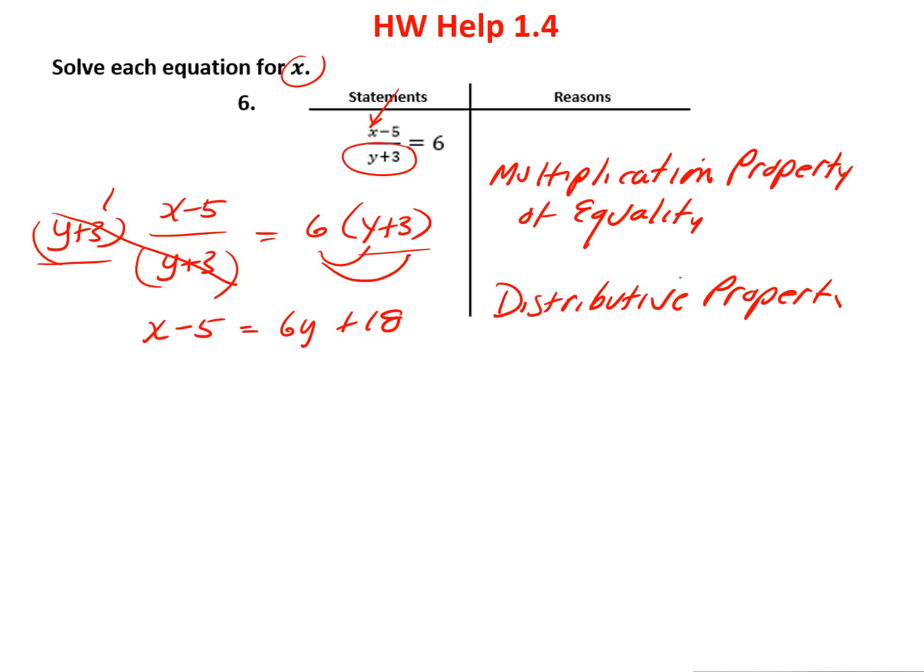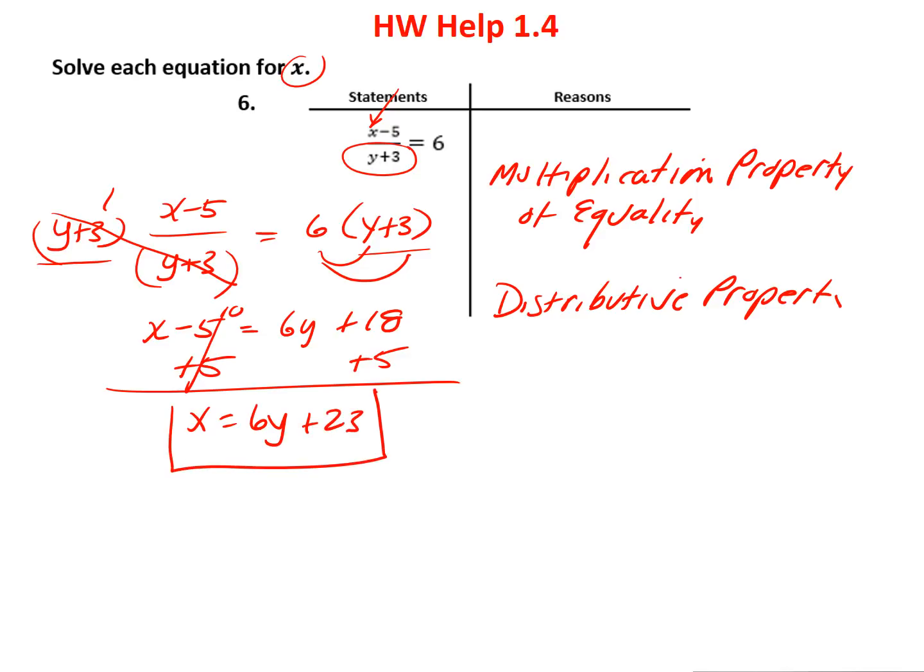Now we're almost done here. We have to undo the x minus 5 by adding 5 to both sides. That's 0. So I end up with x equals 6y plus 23. And there's our answer.